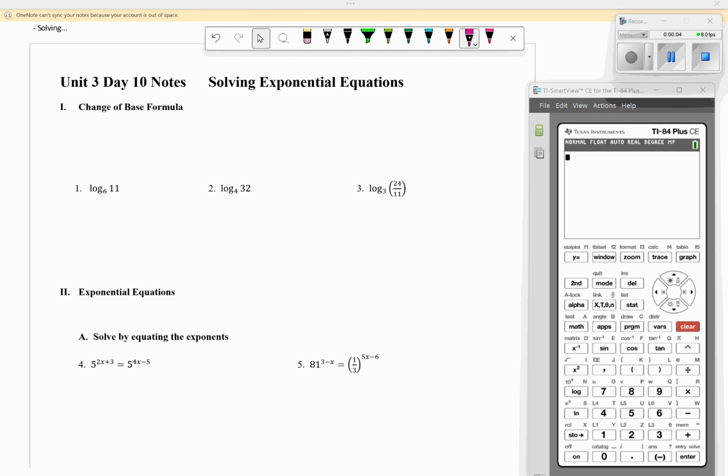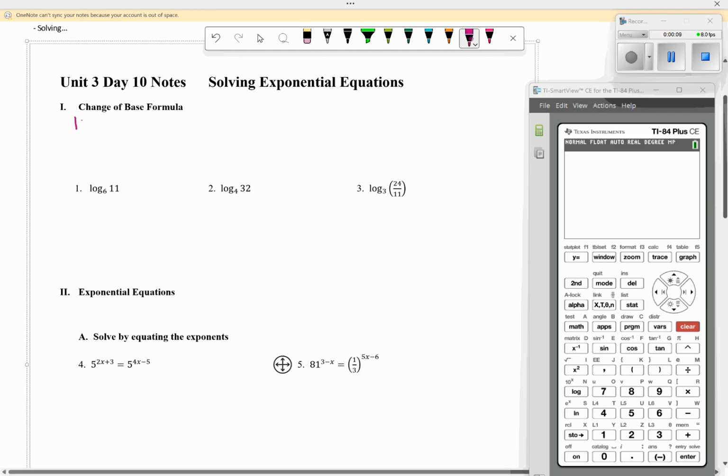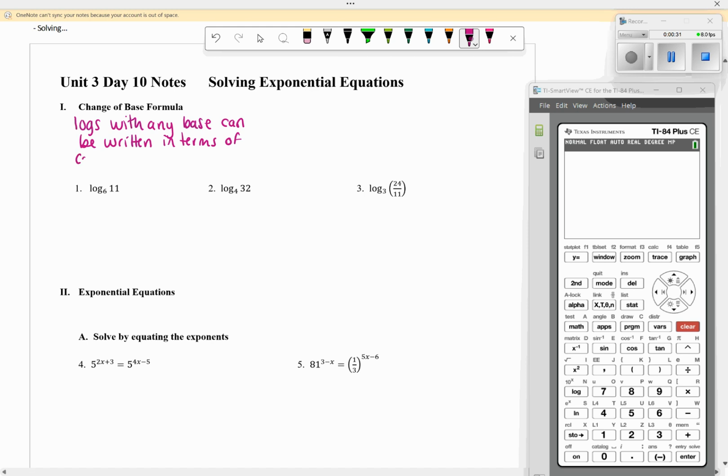All right, so today we're going to talk about solving exponential equations. So we have to change a base formula. Logs with any base can be written in terms of common logs, another base, or natural logs.